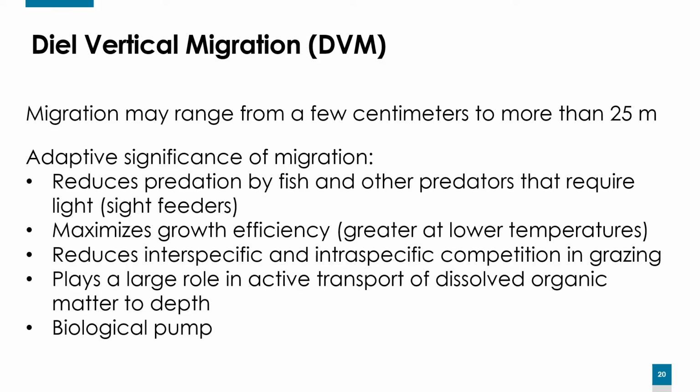Other reasons could include maximizing growth efficiency and reducing interspecific and intraspecific competition in grazing. DVM also plays a large role in the active transport of dissolved organic matter to depth. So we're talking about the biological pump, which is the conversion of CO2 and inorganic nutrients by phytoplankton during photosynthesis, as well as the cycling of calcium carbonate.